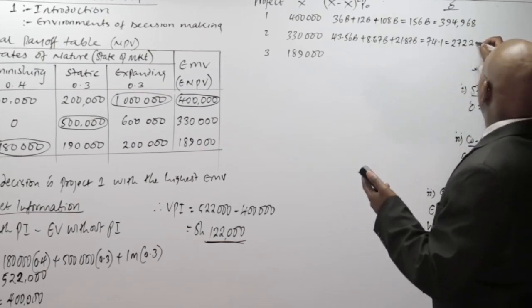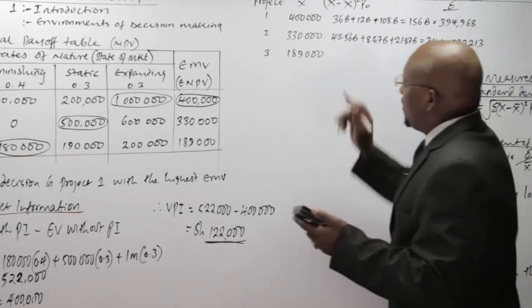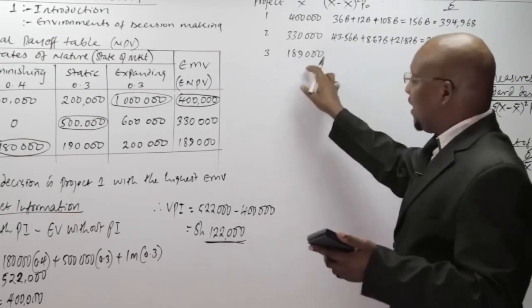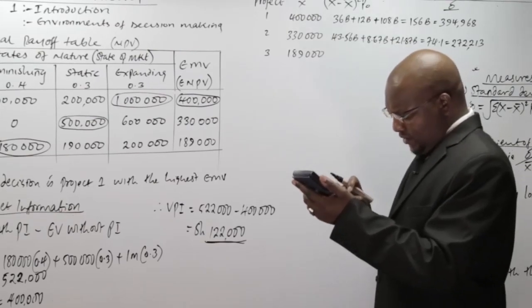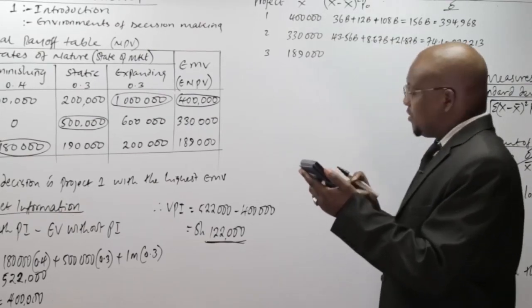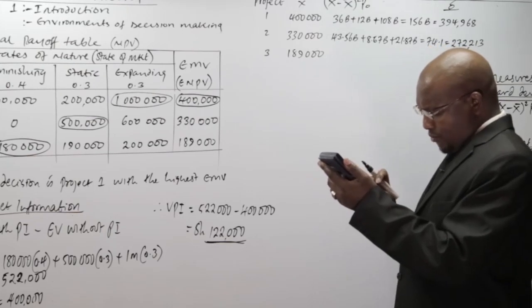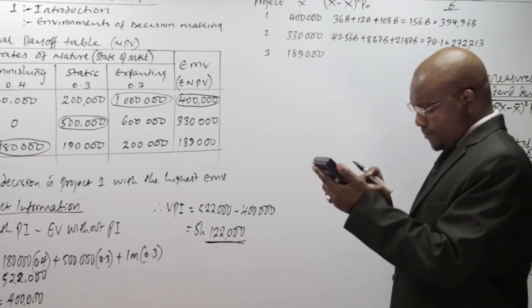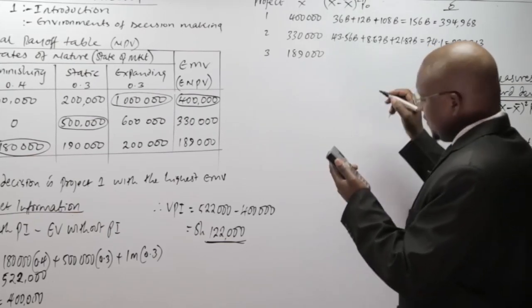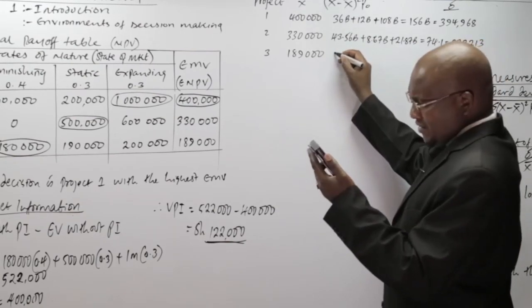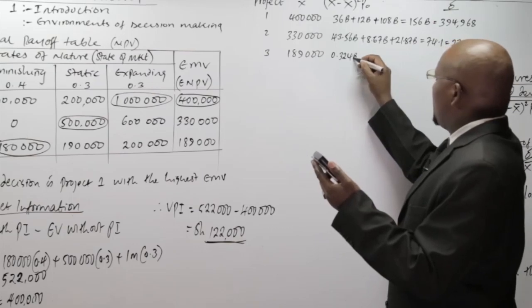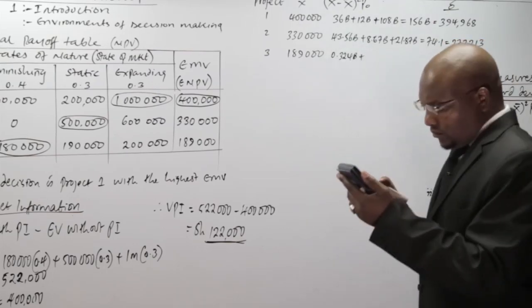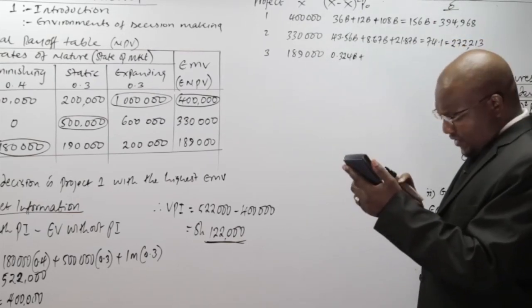213. The last one is this 189. So you take 180,000 minus 189,000, which is 9,000. They square it, multiply by 0.4. This will give us 0.324 billion plus.